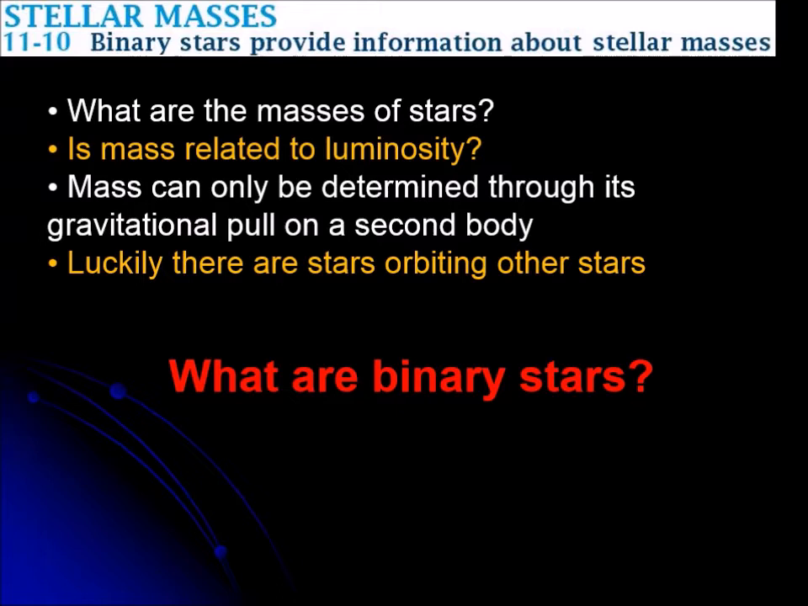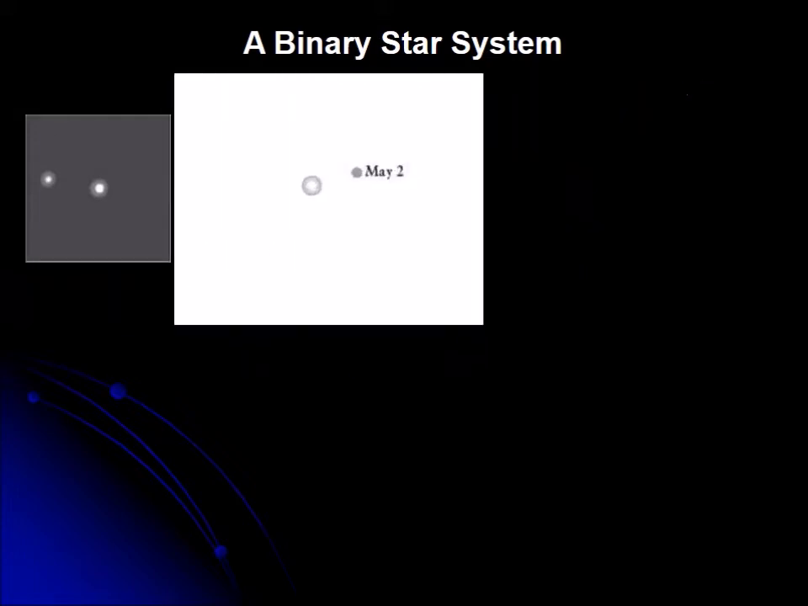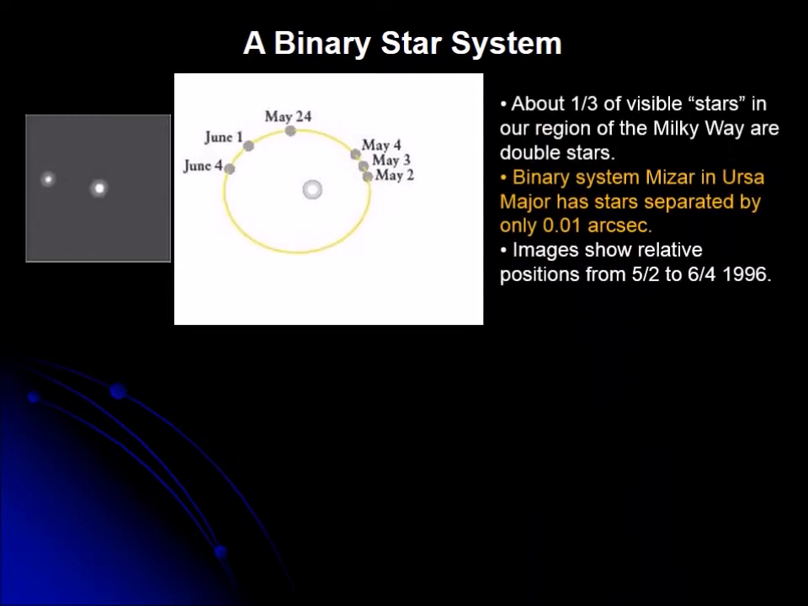So, what are binary stars? Well, a binary star is a system of two stars, one orbiting another one, and we can see it here. This comes from the Mizar system, and it shows a series of pictures taken between May 2 and June 4 of 1996. Again, it's the system Mizar, and the separation is a tiny angle, 0.01 arc seconds.